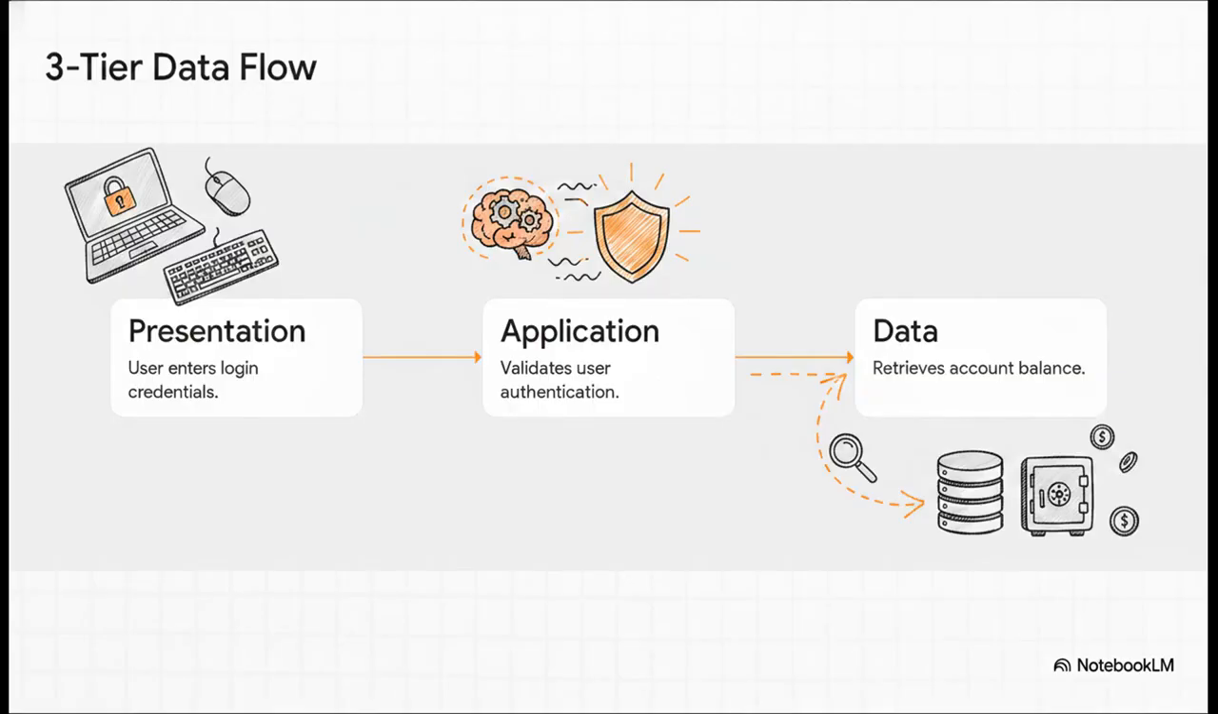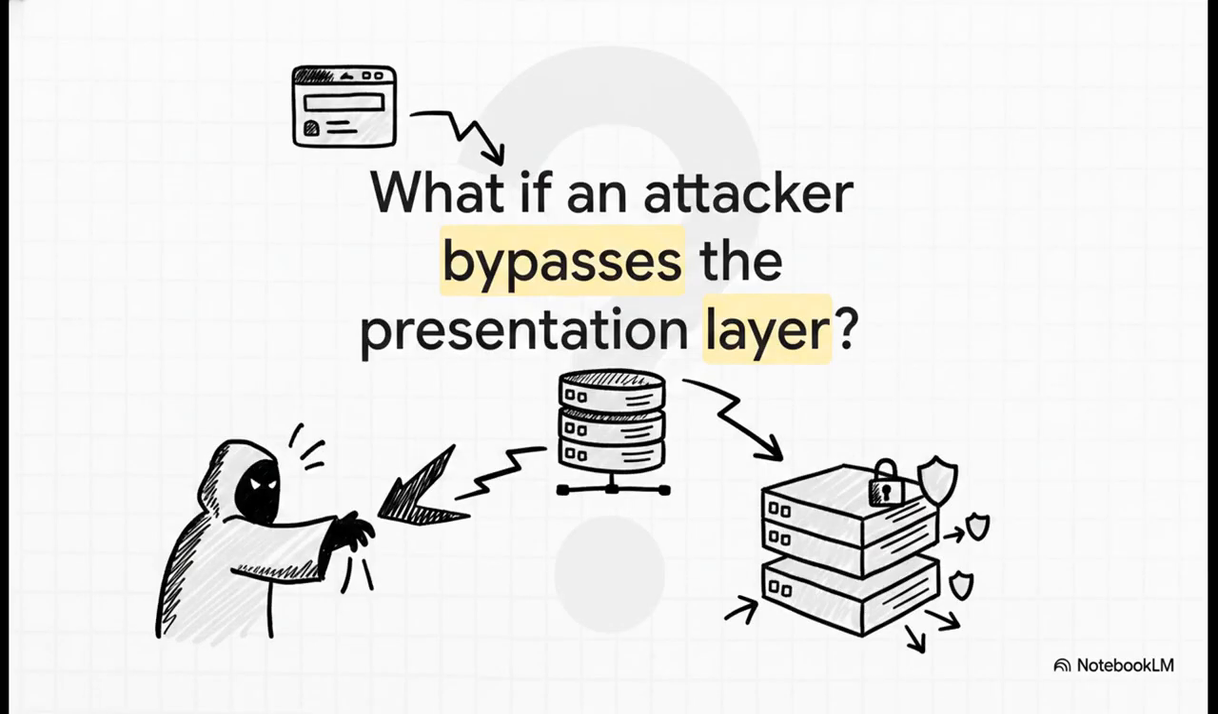Let's ground this abstract architecture for a second by walking through a standard user journey. Step 1. Your customer enters their username and password into their browser, which sits at the presentation layer. Step 2. That request travels over to the application layer, basically the brain of the whole operation, which actually checks to see if those credentials are valid. Finally, Step 3. Upon a successful login, the application layer talks to the data layer to securely retrieve the user's account balance, passing it all the way back up to the screen. So the whole system relies on this layered communication.